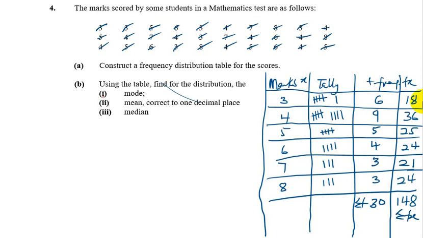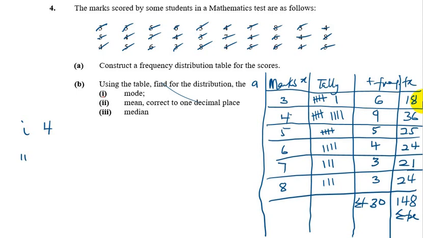Now we are told to find the mode. That is the most appearing number. If we check the frequency, which one is the highest? 9 is the highest. It means that 4 appeared more. 4 gave us 9. So the mode is 4. That is all. Finish.